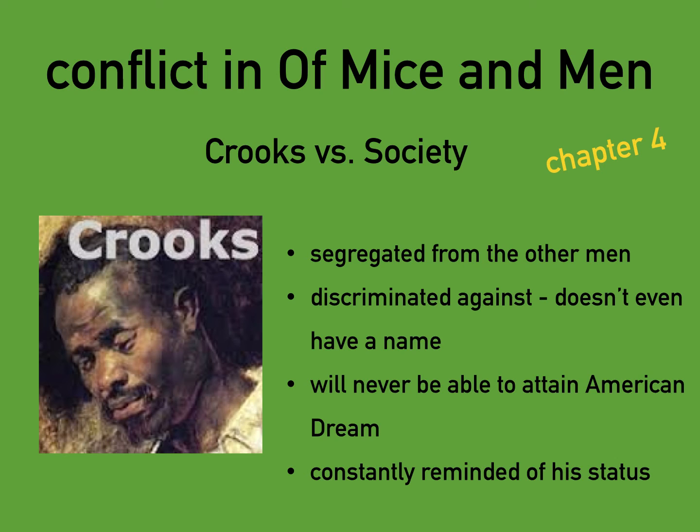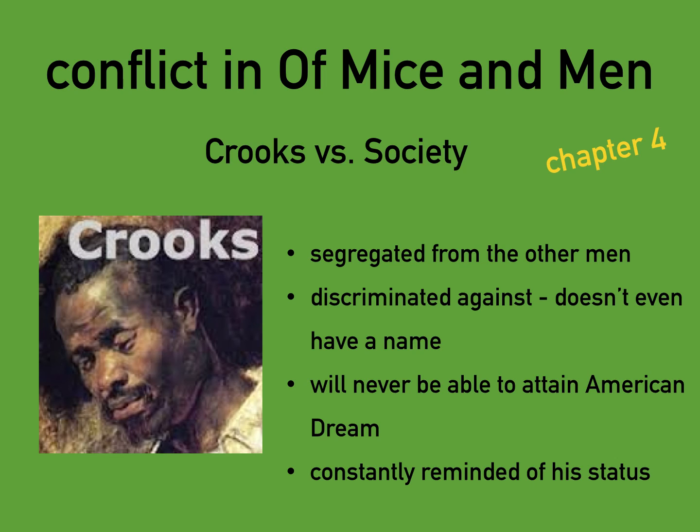He's also discriminated against. He's consistently called the N-word. He doesn't even have a name in this story. So he's called Crooks because he has a crooked back, and he's not even given the respect of having a name among the men. And he has this in common with Curly's wife. You might have noticed that she's just referred to as Curly's wife and doesn't have a name either.